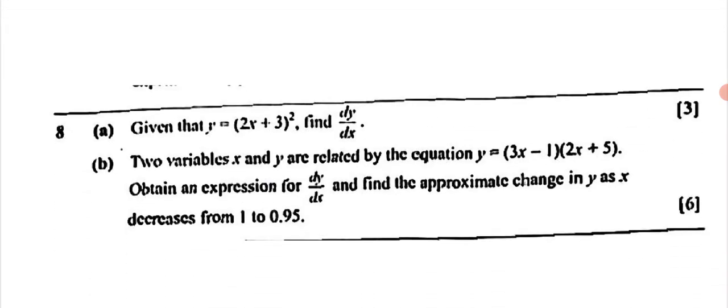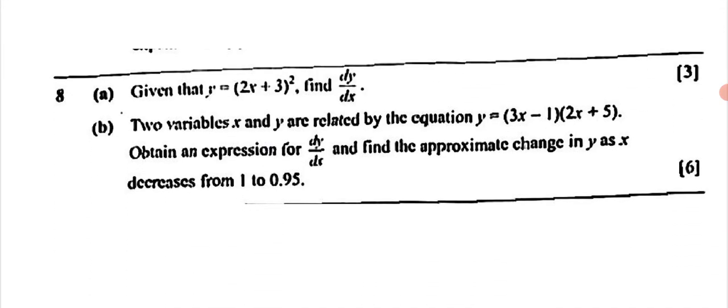In this video we are answering the 2024 paper 1 internal question 8, additional mathematics. Alright, so let's get on with the answering. This is a 2 hours paper, and question 8 reads: given that y is equal to (2x plus 3) to the power 2, find dy/dx.